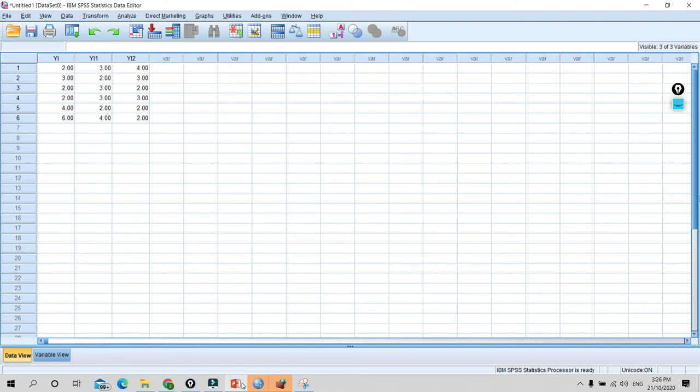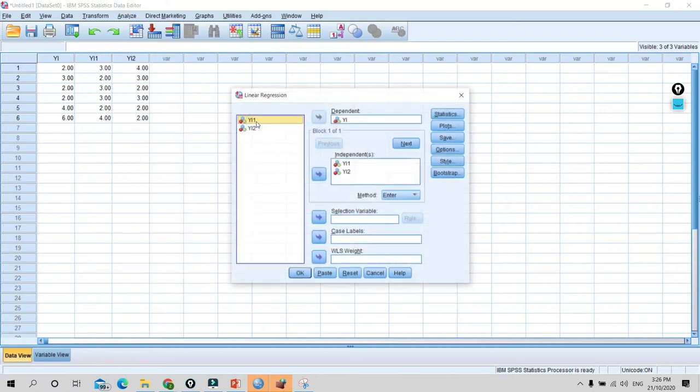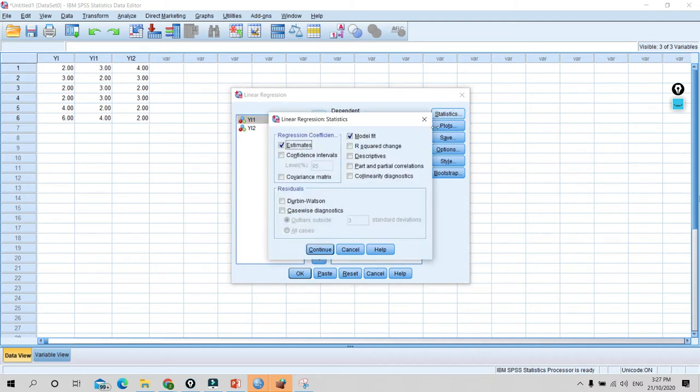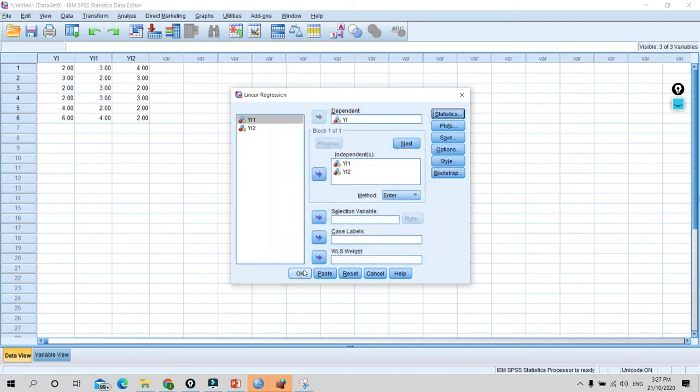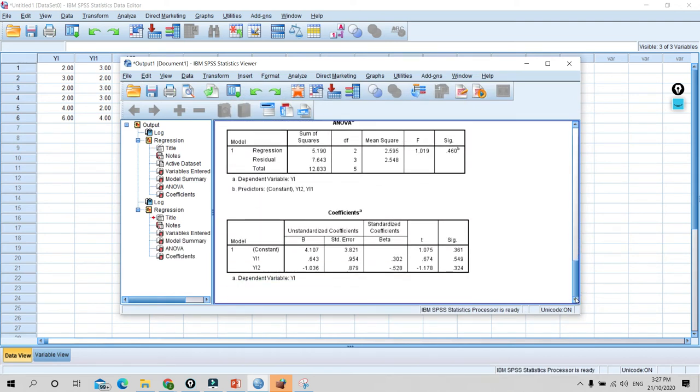Okay, run again. We analyze and do a regression here, linear regression, with yi. Statistics. Okay, continue. So this is the answer: 4.107.